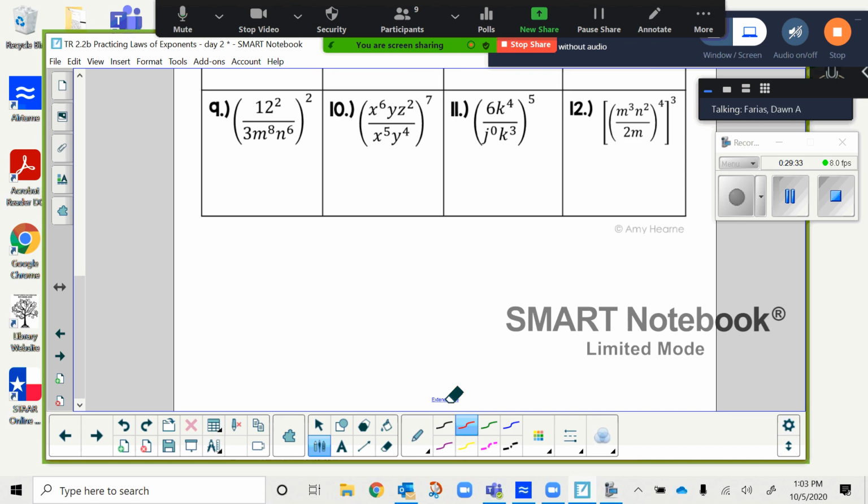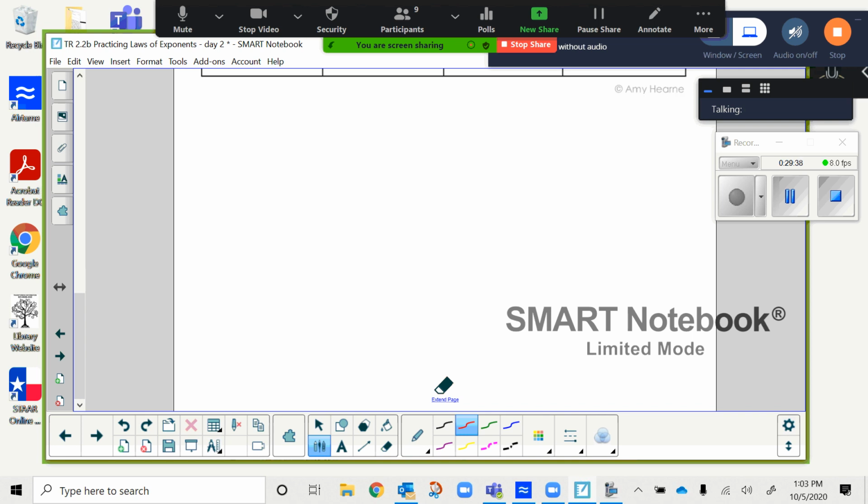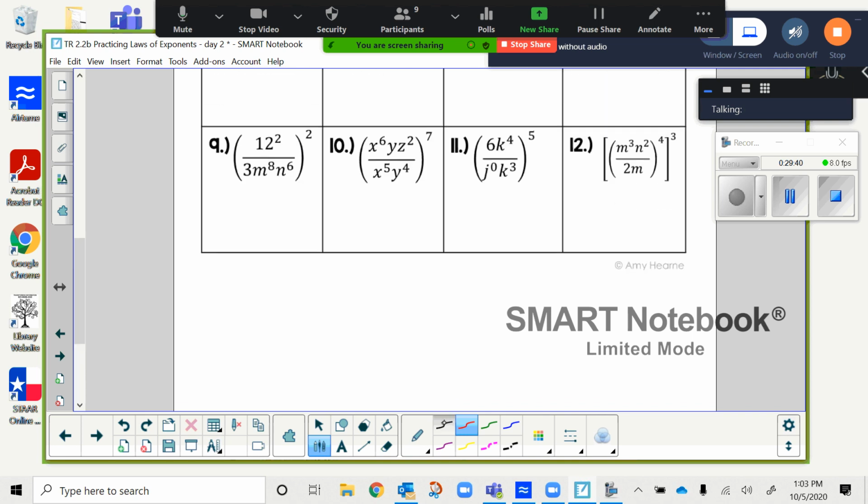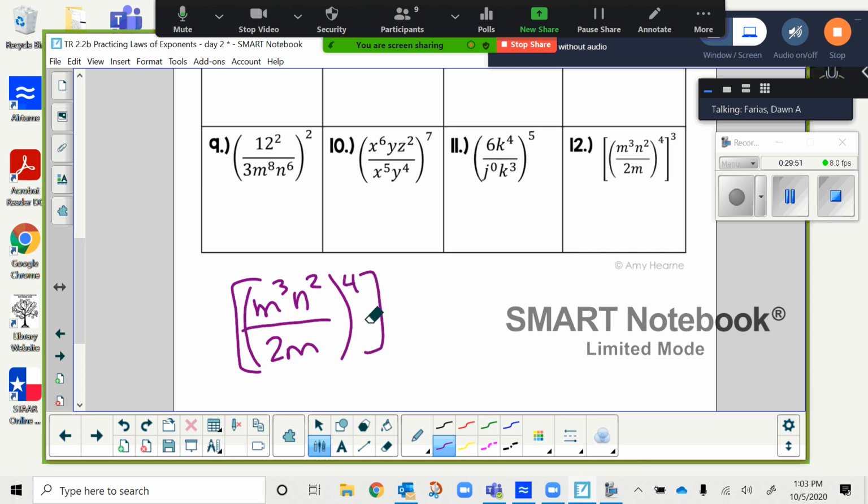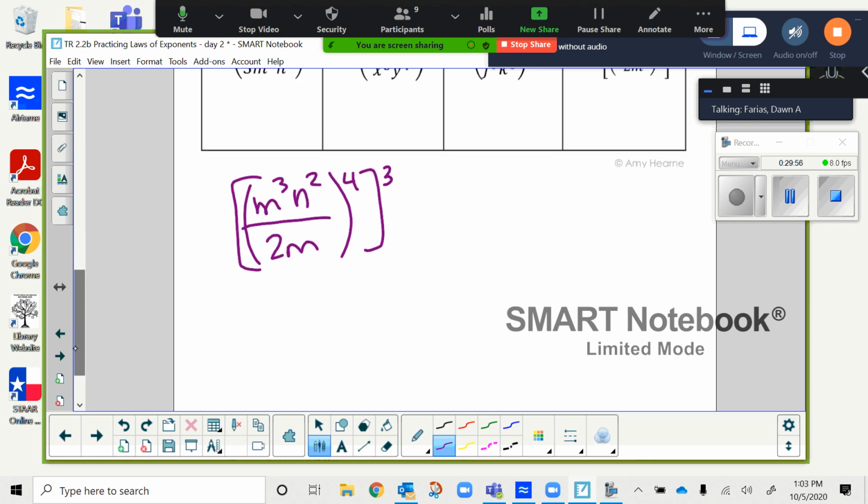Okay, so number 12. Number 12 is kind of crazy. What we're going to do is work our way from the inside out, kind of like following order of operations where you do parentheses first. So I'm going to focus on this stuff before I worry about that 3 on the outside, okay?